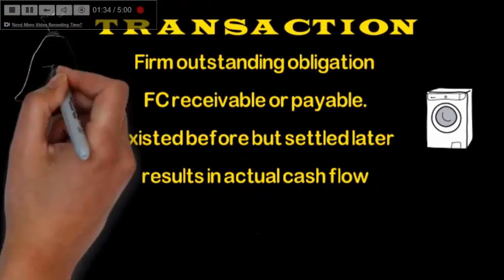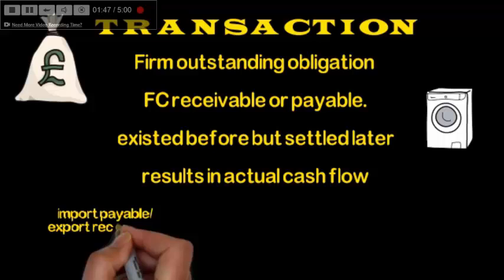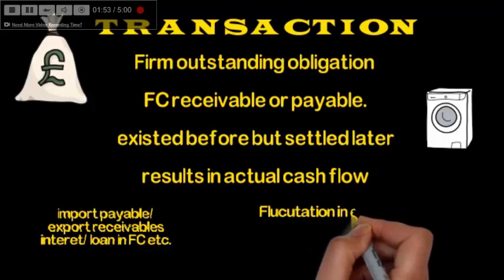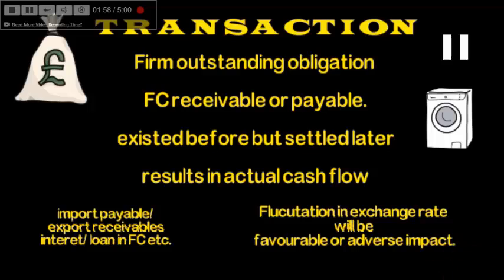For example, I have exported goods to the UK. So foreign currency is receivable, that is the outstanding obligation in terms of foreign currency. It can be anything like import payable, export receivable, interest on loan repayment, etc. This fluctuation in the foreign exchange rate can have a favorable or an adverse impact. For example, I am an exporter. If the foreign exchange rate rises, then it is beneficial, a favorable impact. But if it falls, then it has an adverse impact for me. So that is the transaction exposure.